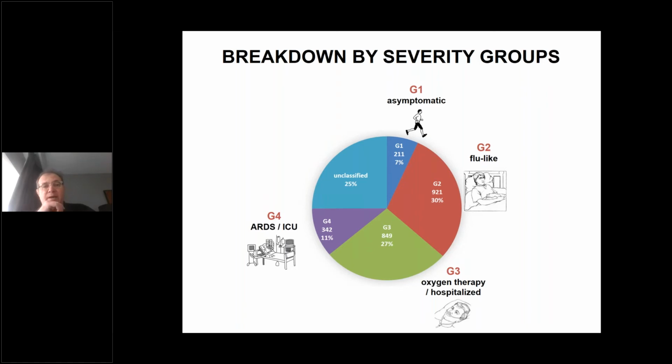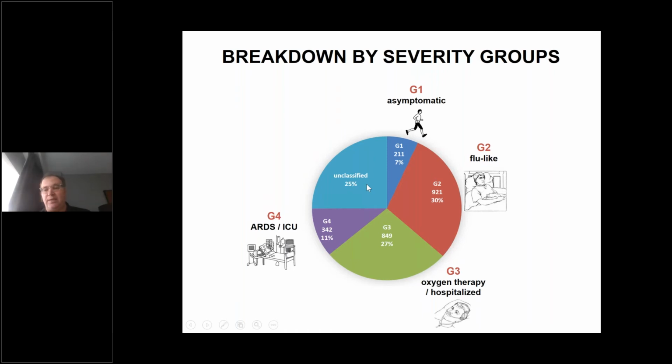This is an important breakdown by severity groups. From the beginning, we knew that G1 will be the most difficult group to have, because these by definition do not go through the hospital system, and all our participating centers are basically clinical groups. So by definition, we don't have access to the G1. But other than that, there is a good representation of G2, G3, and G4, and approximately a quarter of the samples are unclassified.